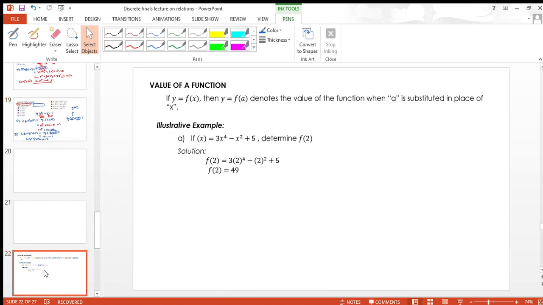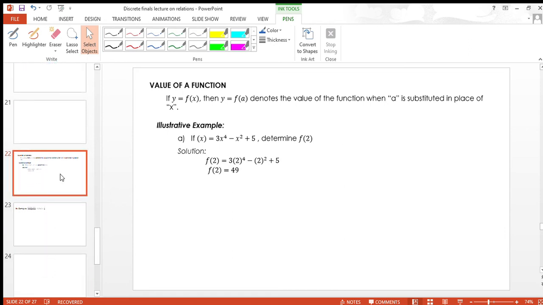And that's it for operations on functions. So akala nyo, at the end na eh. Hindi pa. Last section. So the last section now is the value of a function. If y is a function of x, then f of a denotes the value of a function when a is substituted in place of x. Actually, ganito na yung ginawa natin in the earlier example. So if we are given, if f of x, please edit this. This should be if f of x is 3x to the fourth minus x squared plus 5, determine f of 2. So the solution is actually given here.